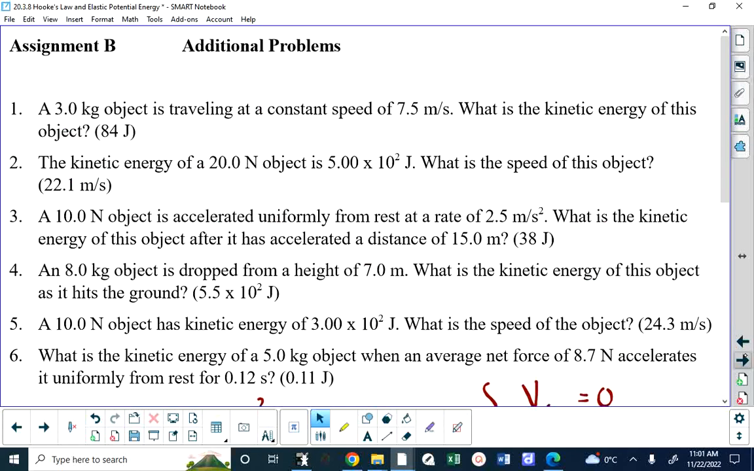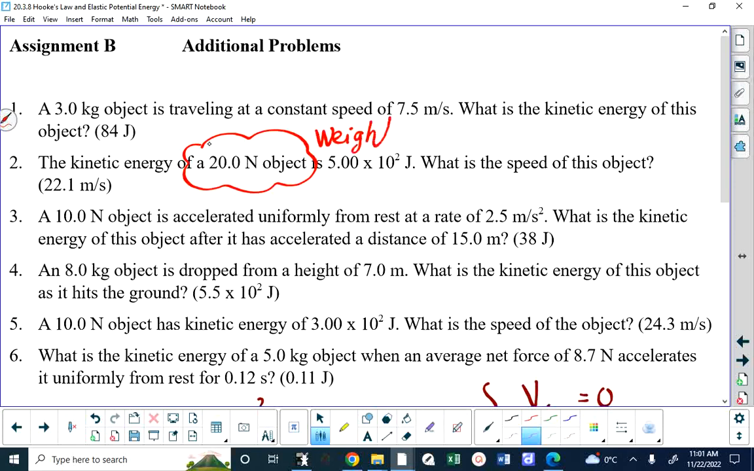So number 2 says the kinetic energy of a 20 Newton object is 500 joules. When you see something like a 20 Newton object, you're being told the weight of the object. This is the weight. And it's not the best way to describe an object because, I'm being maybe a little facetious here, but I don't know, is it 20 newtons on Earth? Is it 20 newtons on Mars? That number depends on the location. We assume, of course, it's on Earth.